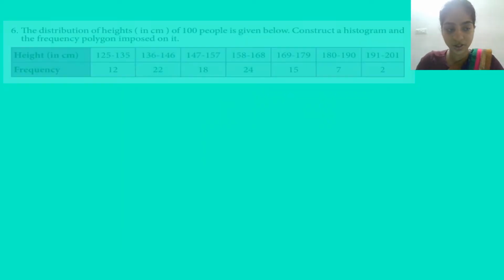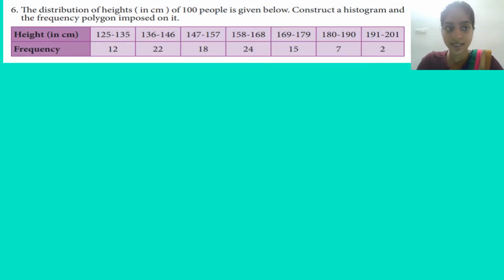Let's look into one question. This question is from exercise 6.2. Question number 6. The distribution of heights in centimeters of 100 people is given below. Construct a histogram and the frequency polygon superimposed on it. So first we must construct a histogram and then construct a frequency polygon with the histogram. The heights are given, frequency is also given. As you can see, the class intervals of the height are not continuous. The given distribution is discontinuous. Hence we must first make it continuous.